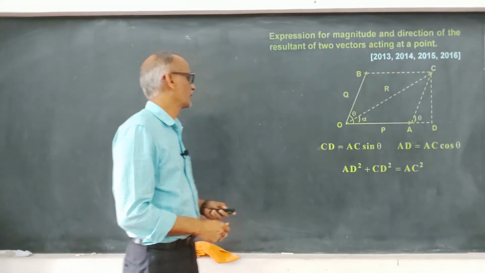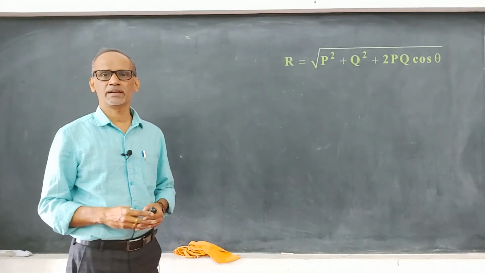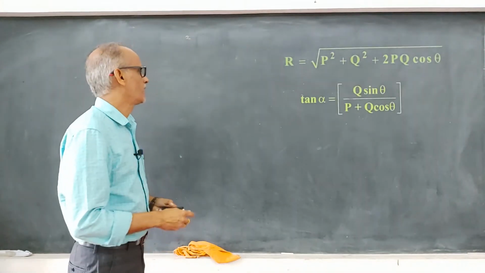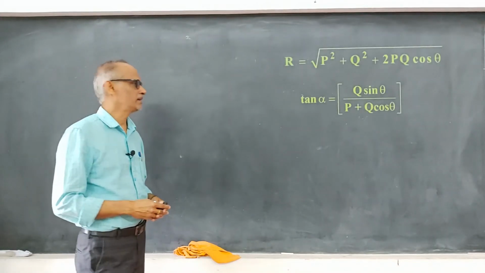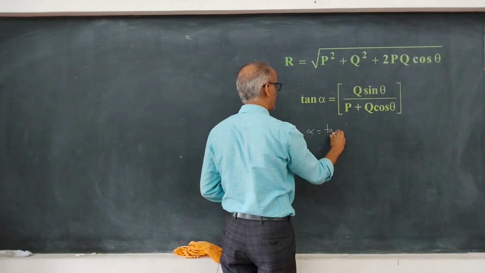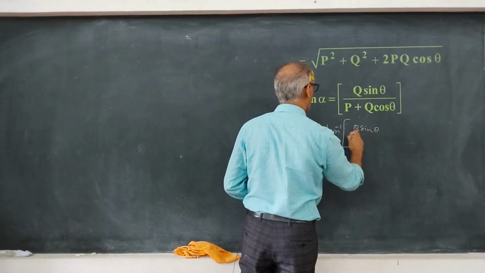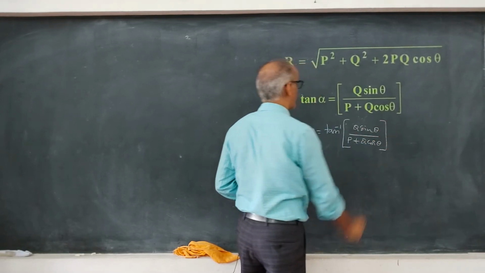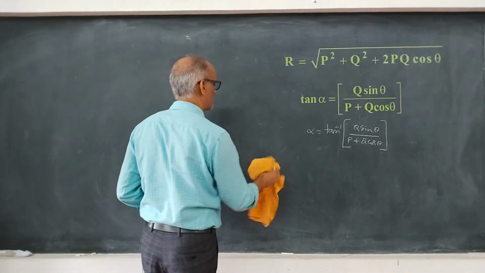Clear? Okay. So finally, again the resultant formula which I have derived: R is equal to root of P square plus Q square plus 2PQ cos theta, and tan alpha is equal to Q sin theta by P plus Q cos theta. Or you can even write alpha is equal to, take this tan to the other side, and it becomes tan inverse of Q sin theta by P plus Q cos theta. Okay. Right. So now I'm going to consider a few special cases.